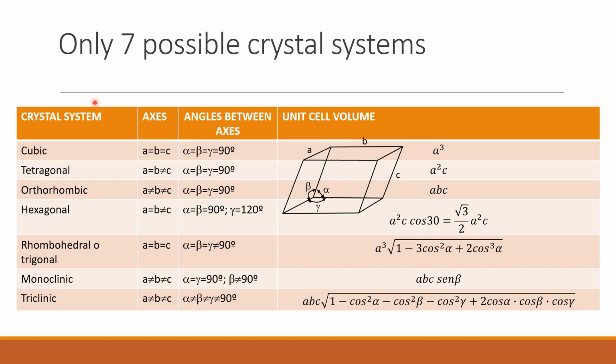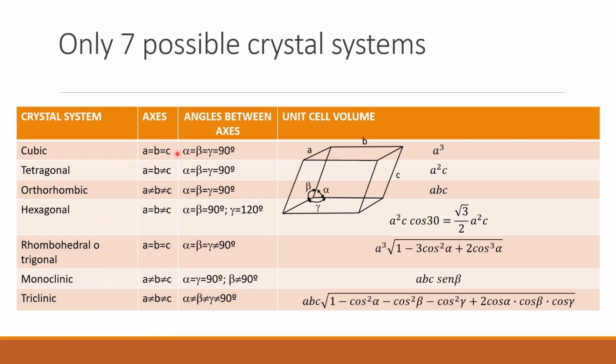I'll tell you afterwards some applications, some app which you can play a little bit around these concepts. So these crystal systems are cubic, tetragonal, orthorhombic, hexagonal, rhombohedral or trigonal, both are valid names, monoclinic and triclinic. Symmetry is decreasing when we go down in this table.